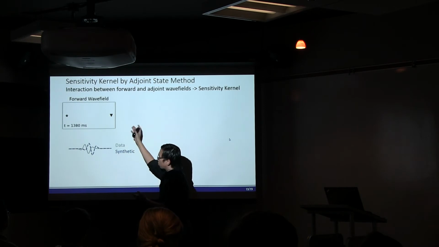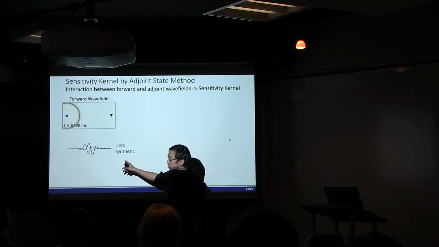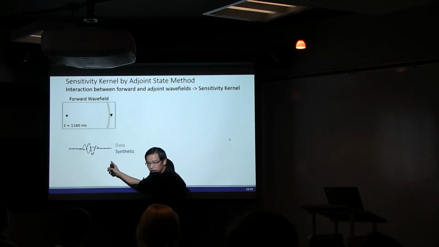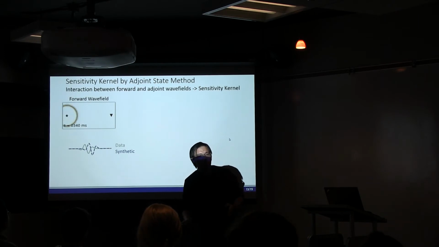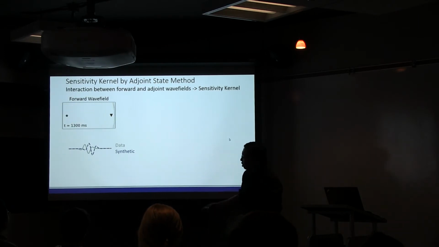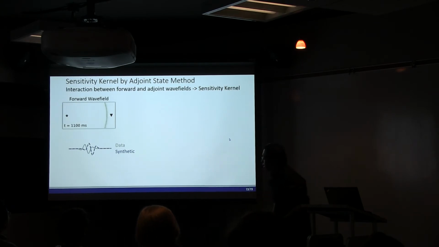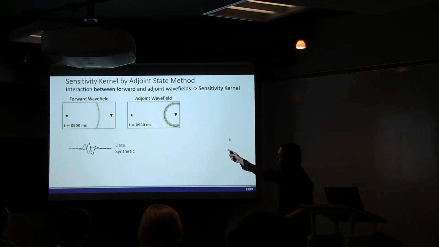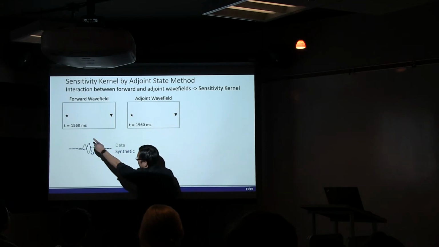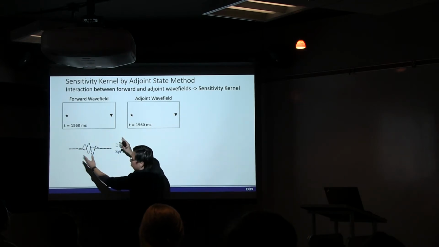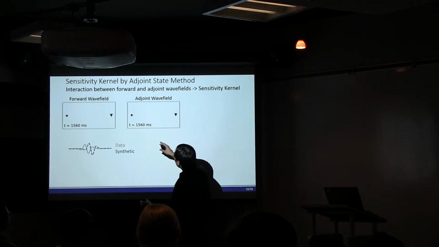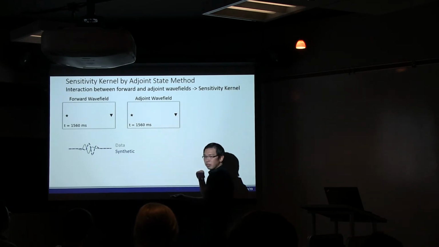Now we got a forward wave field and a synthetic. We can see that there's a residual between the data and synthetic, which suggests that our initial model is not good enough. So this is the forward model. So what's the adjunct? Okay. Now this is the adjunct wave field. So basically, the forward wave field starts from the source and propagates all over the place. And the adjunct wave field shrinks to the location of the receiver.